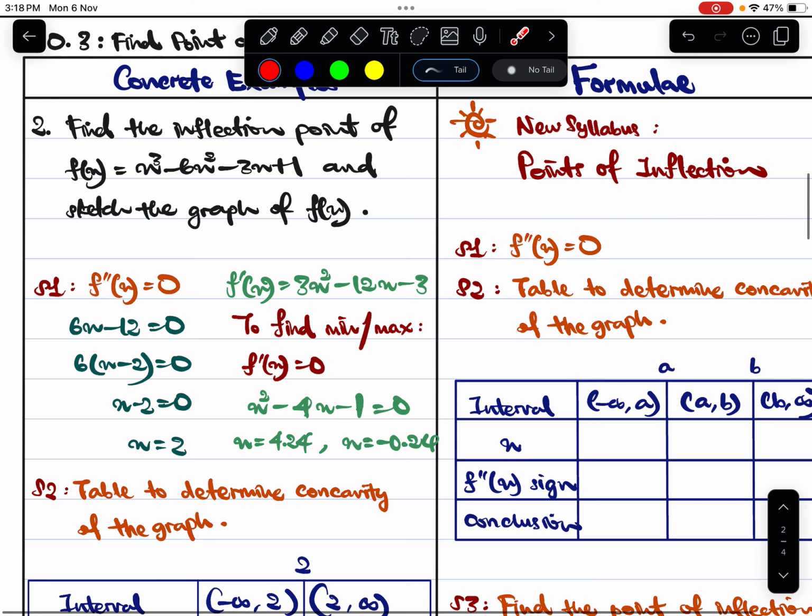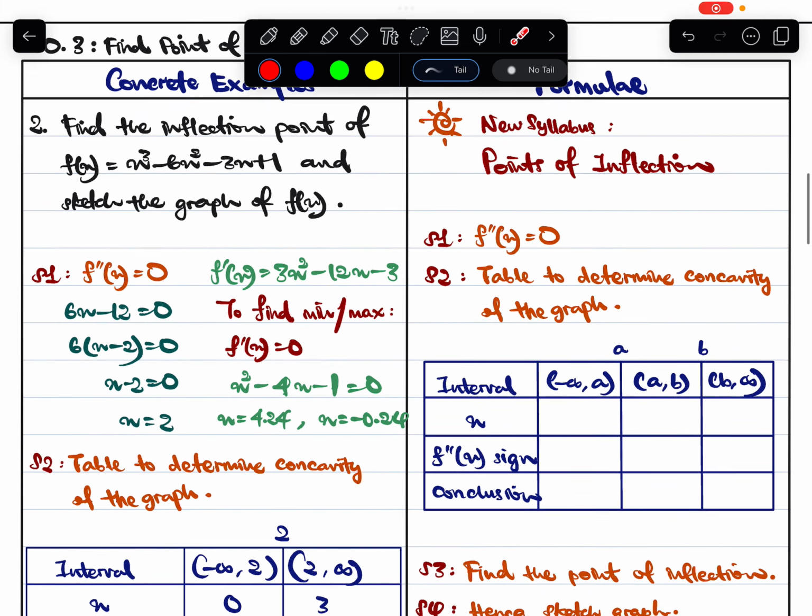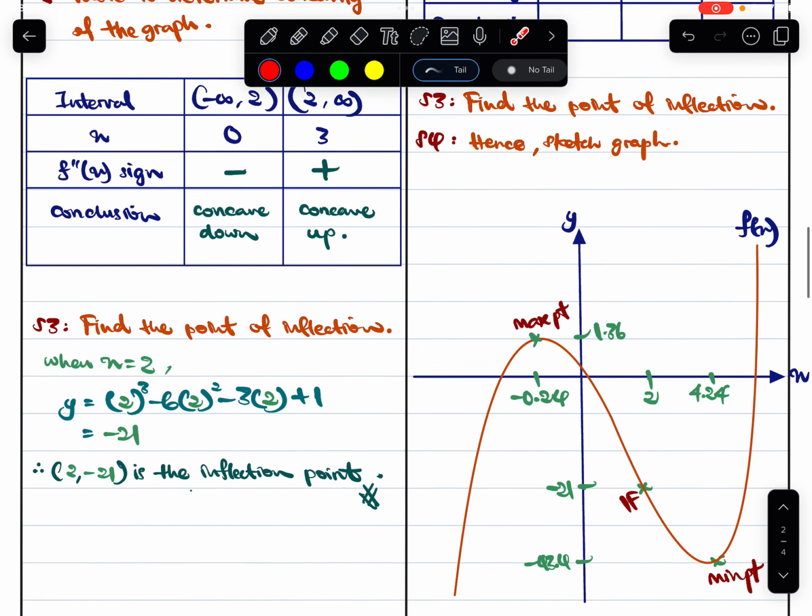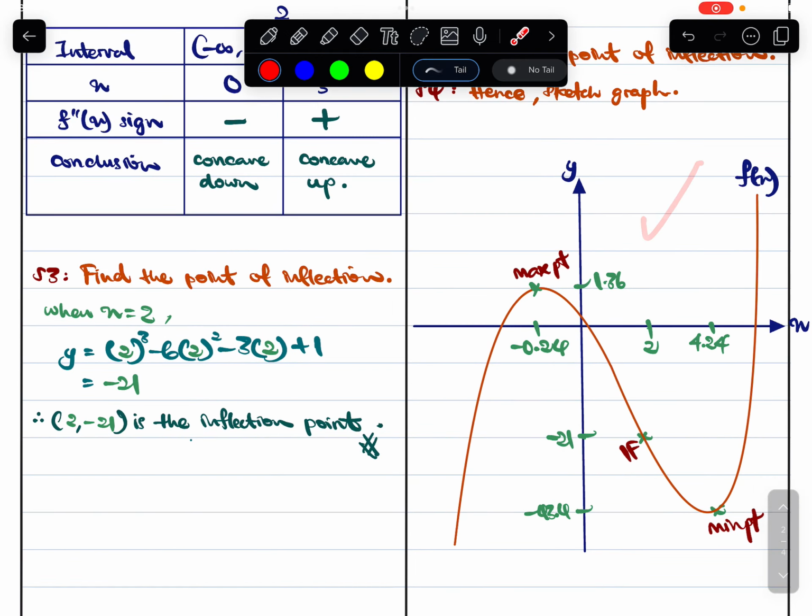I would like you to try the second concrete example by yourself, and let's see whether you got this one. If you got it by yourself, it means you are ready for chapter 10 in the exam.